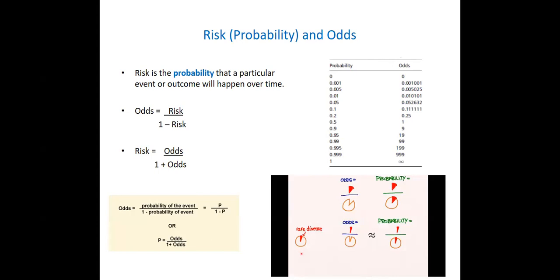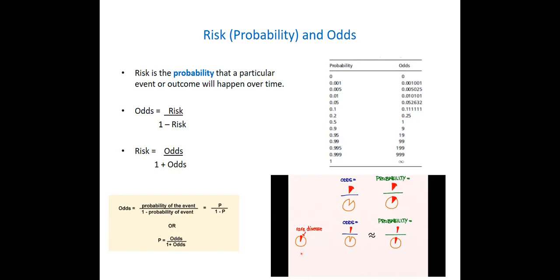So if you say the probability that it will rain tomorrow is 0.6, the probability that it will not rain tomorrow is one minus 0.6, which is 0.4. So the complement, that the event will not happen, is one minus the probability that the event will happen. When you talk about odds, it is risk over one minus risk, that is probability over one minus probability, which means the probability that the event will happen over the probability that the event will not happen. That is the odds. If you know the probability that the event will happen, you can get the odds by putting it over the probability that it will not happen.